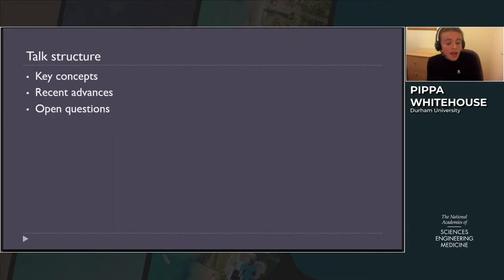The structure of my talk, I'm going to have three sections here. I'm going to talk about some key concepts, in fact, three key concepts. I'll then talk about two areas of recent advance, and then three areas where I think there are open questions that still need to be tackled.